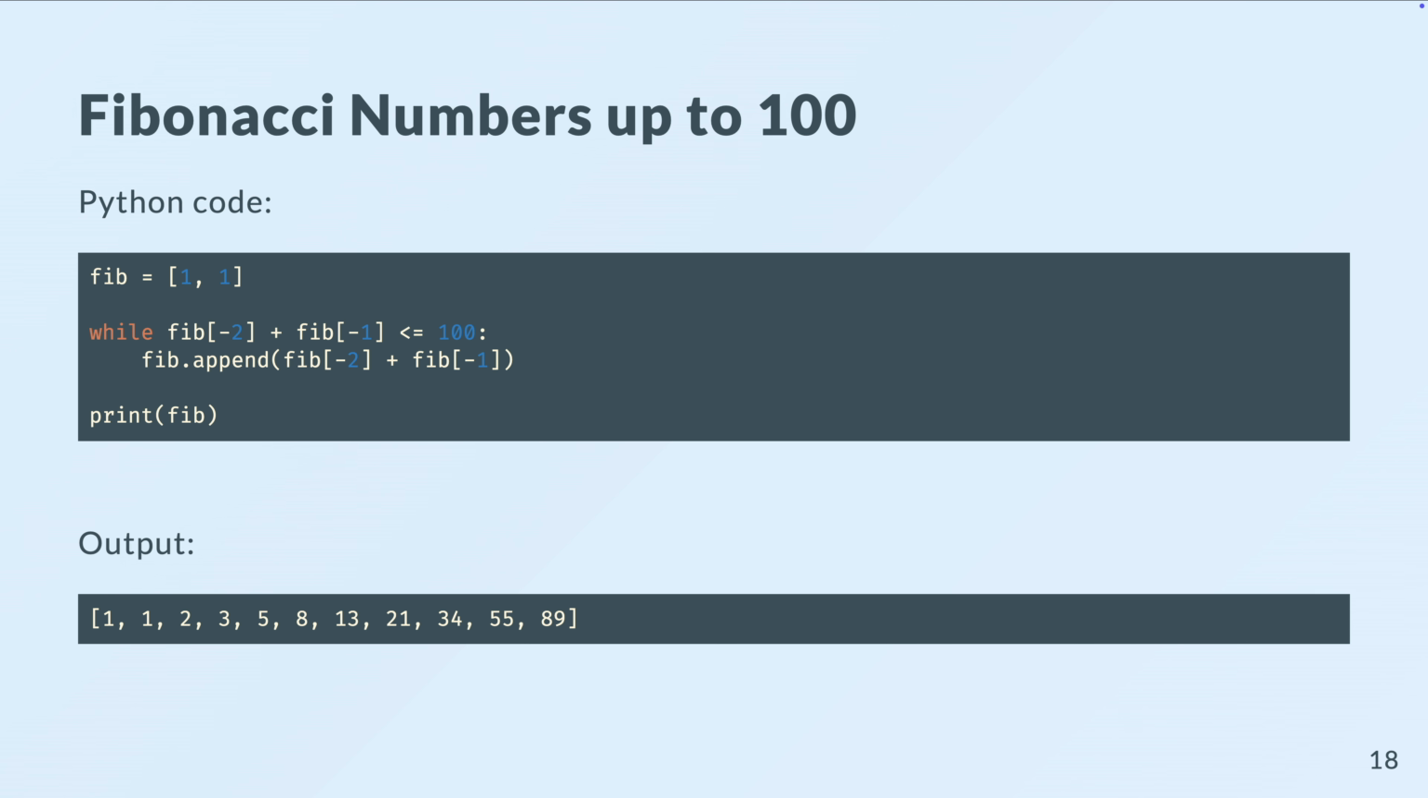Here is the output list. It ends at 89 because the next Fibonacci number would be 144, which is bigger than 100. This list contains all Fibonacci numbers up to 100.